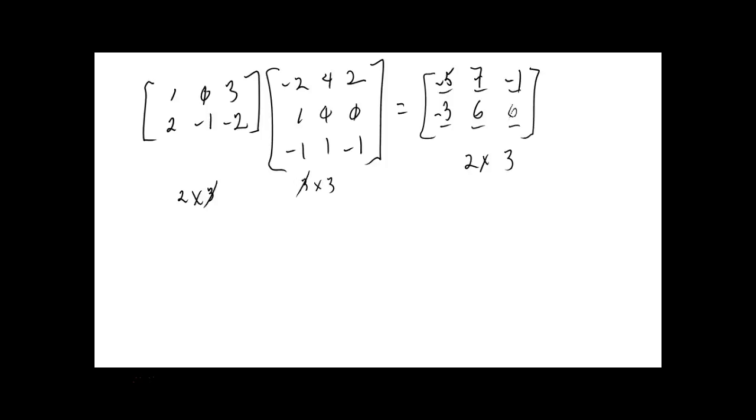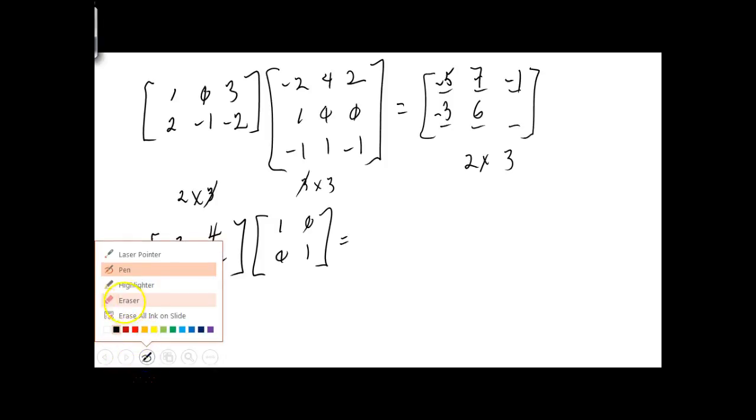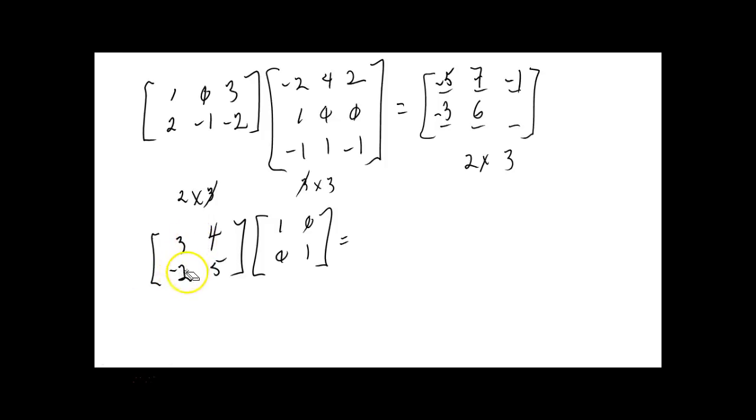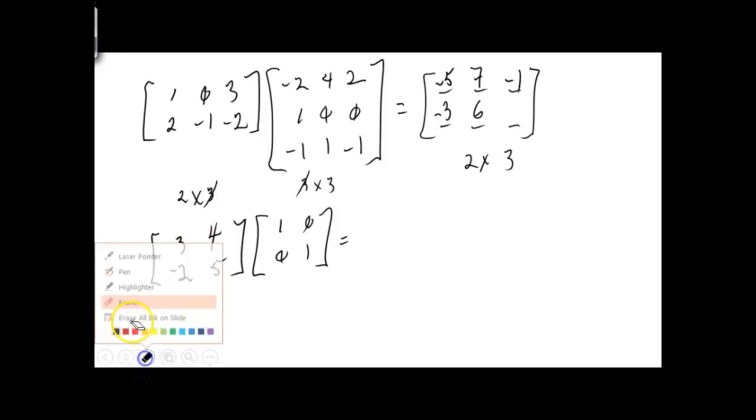Okay. Got it. Okay. Can we do B underneath it? I think we can. Let's try B. 3, 4, -2, 5. I can't write. Going to try to multiply that by 1, 0, 0, 1. Okay. I'll try to clean that up just a tad. Okay.